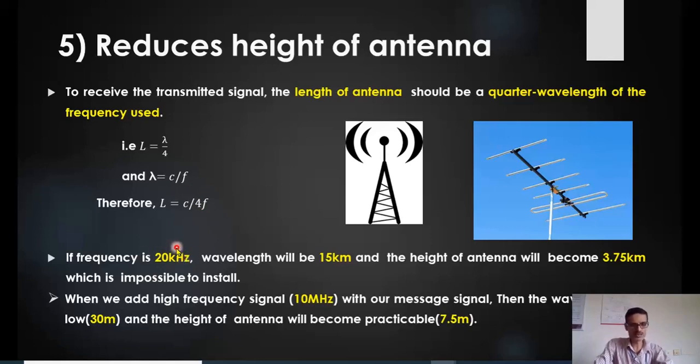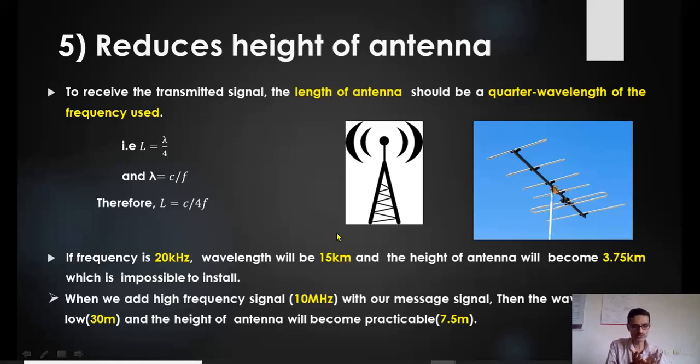For this particular 20 kHz, if I substitute in lambda equal to c by f, where c is 3 into 10 to the power 8 meters per second, I'll get a wavelength of 15 kilometers. If I substitute that 15 kilometers in this formula, L will be equal to how much? 3.75 kilometers, which is impossible, impractical, right? A 3.75 kilometer antenna height is not possible.